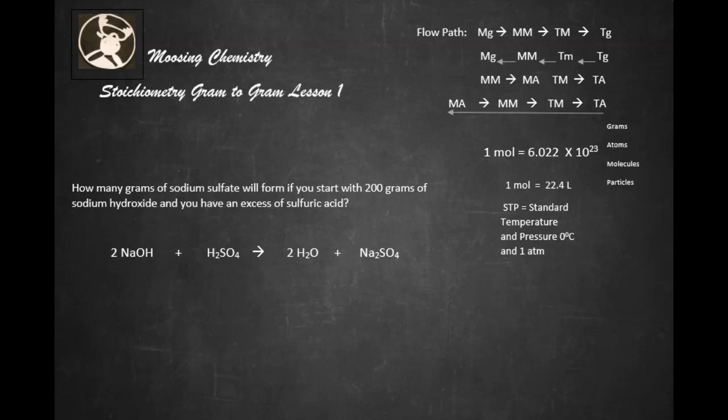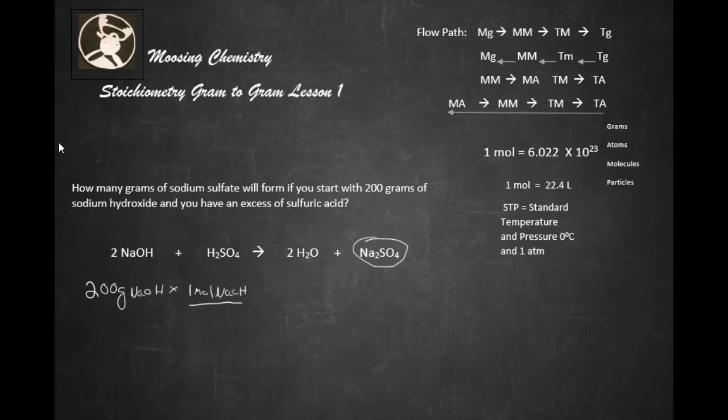So we're going to go 200 grams. So let's go ahead and put that in there. So we got 200 grams of sodium hydroxide. All right. And we want to know how many grams of sodium sulfate, which is this guy right here, right? So we're going to multiply that by 1 mole of sodium hydroxide right here. And we're going to have to divide this by the molar mass.